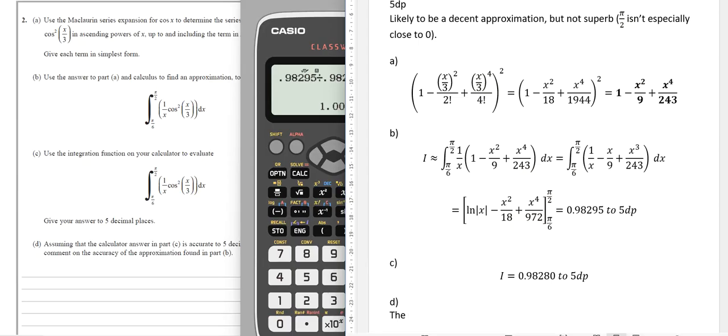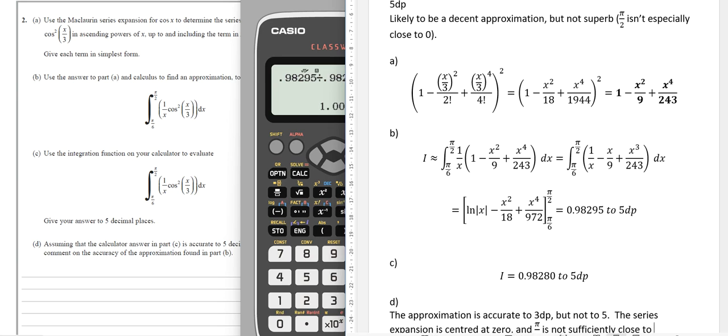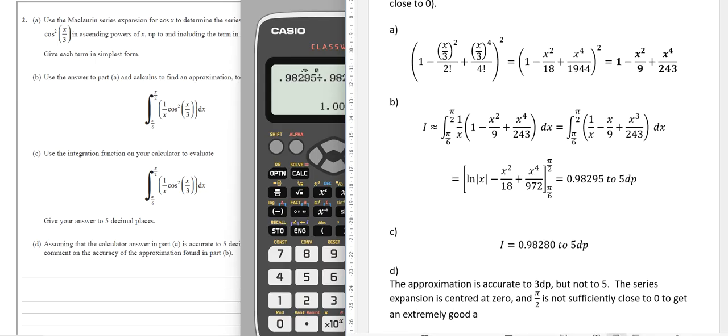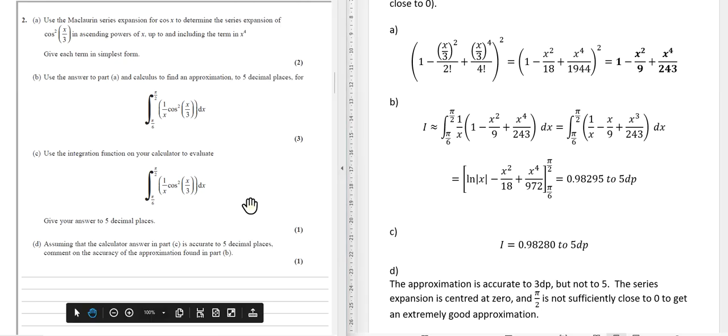So the approximation is accurate to 3 decimal places, but not to 5. The series expansion is centered at 0, and pi by 2 is not sufficiently close to 0 to get an extremely good approximation. That might be a little more detail than they're looking for, but better safe than sorry.